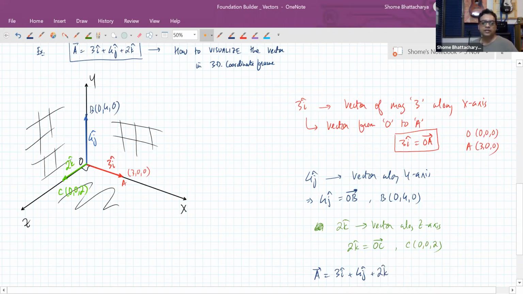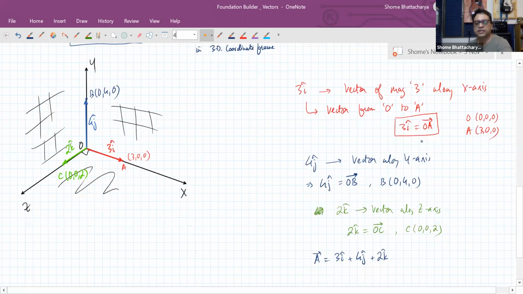So how will that vector look? Okay, so first make a note of this diagram. Then we'll proceed how to add these three vectors in that three-dimensional space, okay, and understand what that vector is looking like.